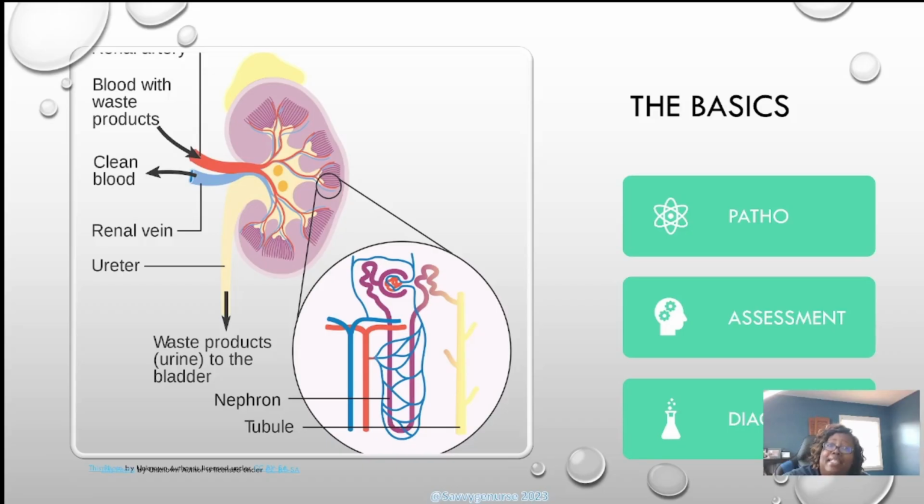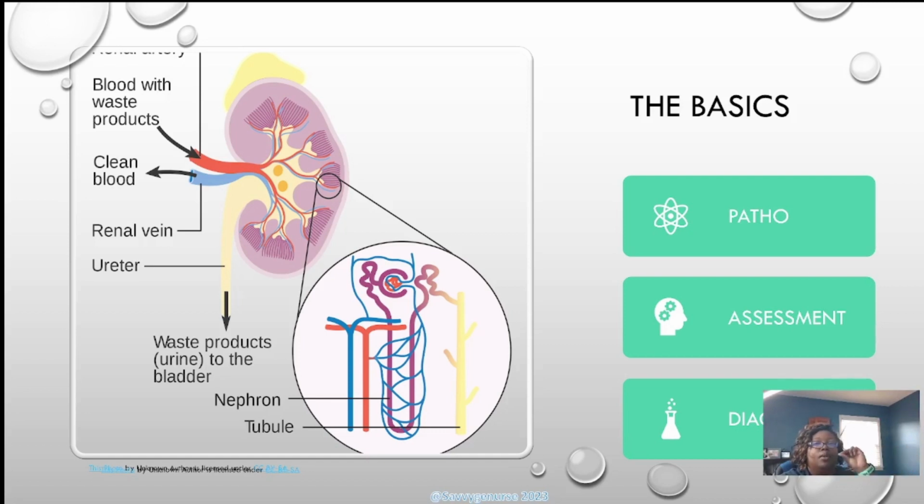First, what are the kidneys? Basically, they are a filtering network. They are filtering blood products, waste products, electrolytes. It is our filtration center. All right, and this picture does a good job of showing you just that. And what I like to break down is the basics of the patho and assessment and diagnostic studies, and that's what we're going to get to in the other slides.